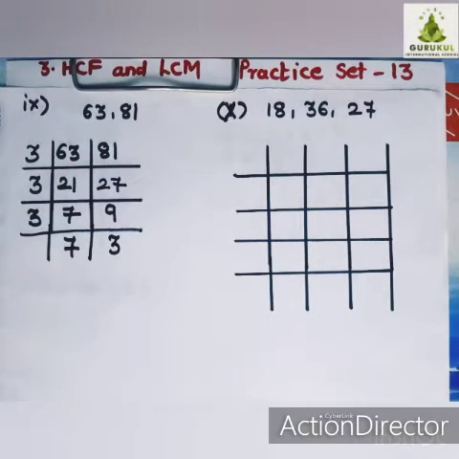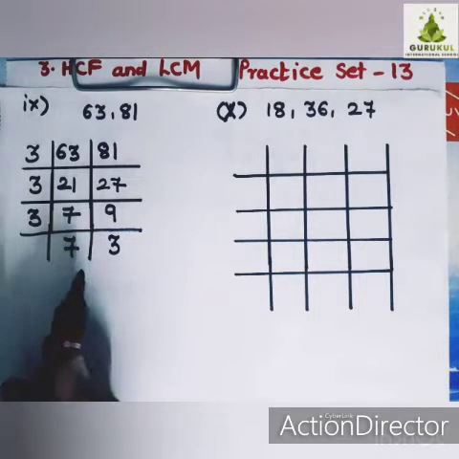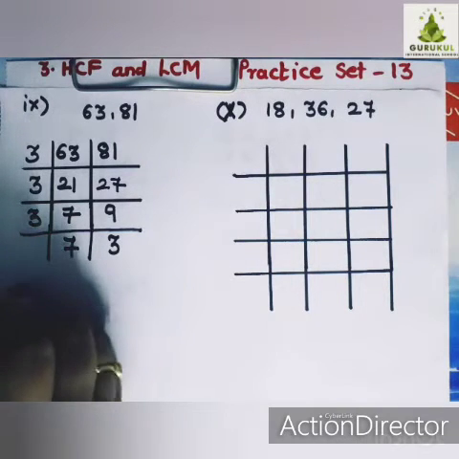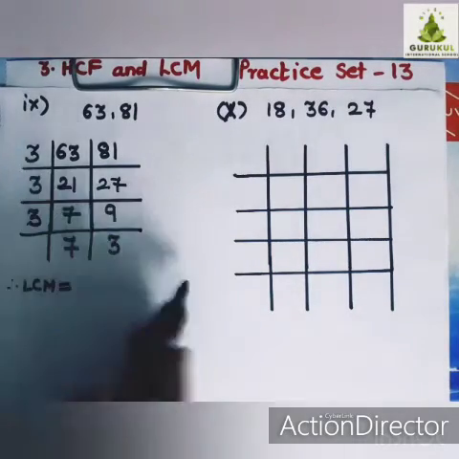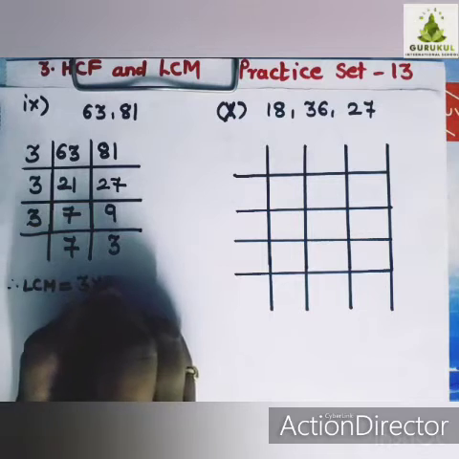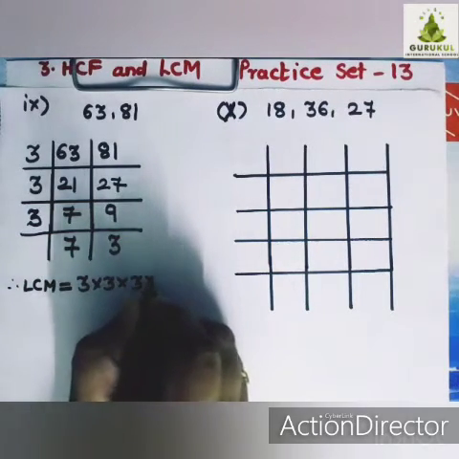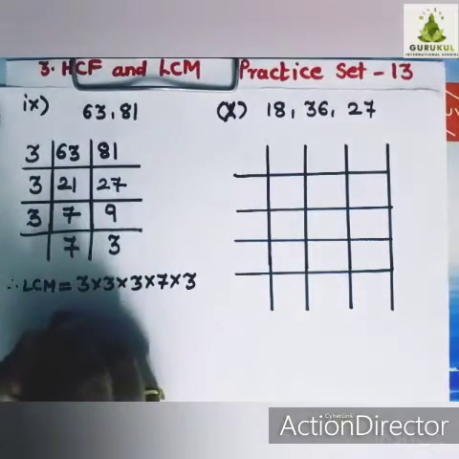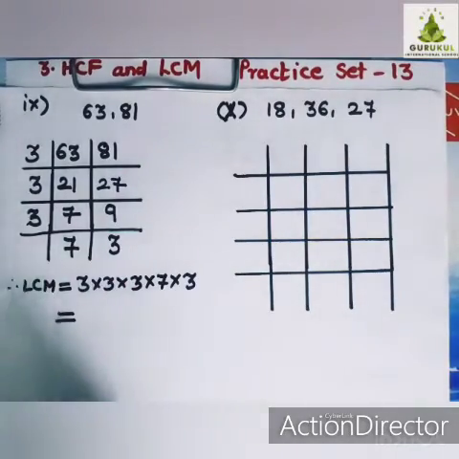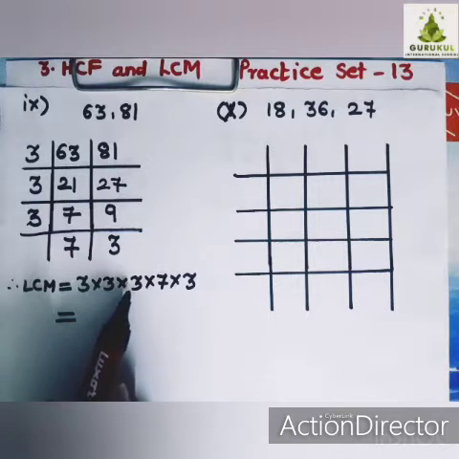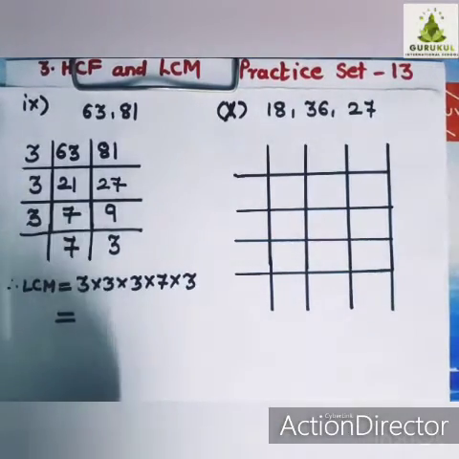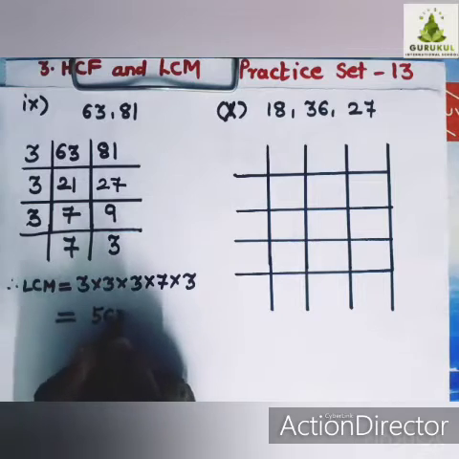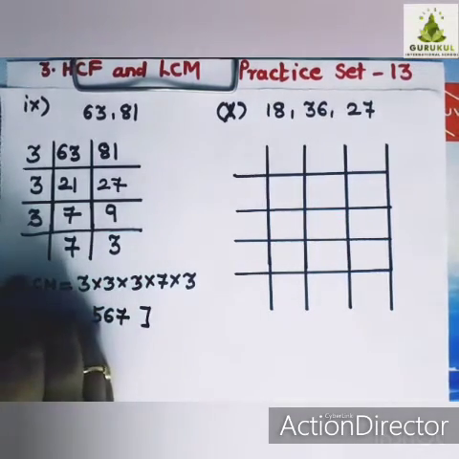So which numbers have come over here? Now both the numbers are prime numbers, so we have to stop and write the LCM is equal to 3 into 3 into 3 into 7 into 3. You have to do the multiplication. 3 3s are 9, 9 3s are 27, 27 7s are 189, and 189 into 3 will come 567. So this will be the LCM.